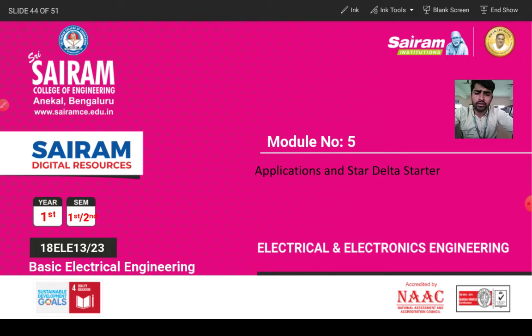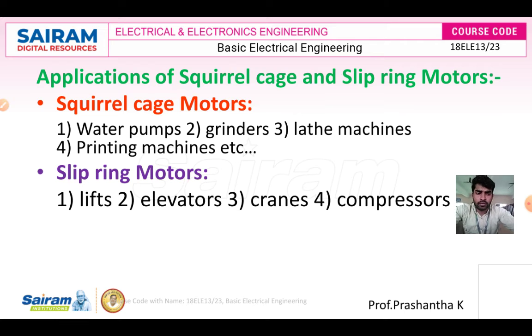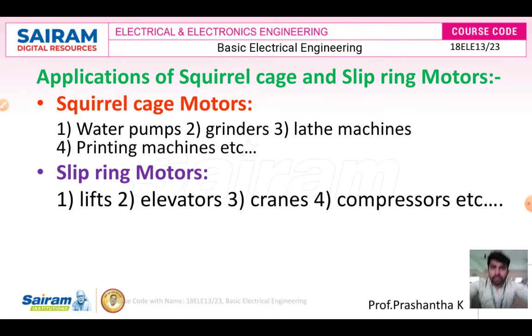Next application: we will see the single phase induction motor, the 3 phase induction motor, and the star to delta starter now. Application of squirrel cage induction motor and slip ring motor. Squirrel cage motors are used in water pumps, grinders, lathe machines, printing machines.